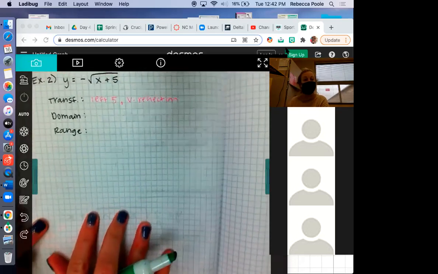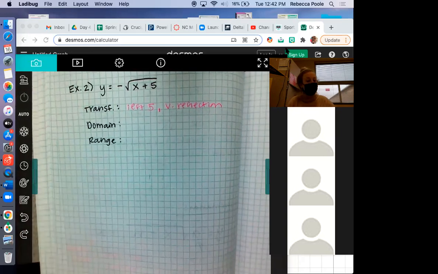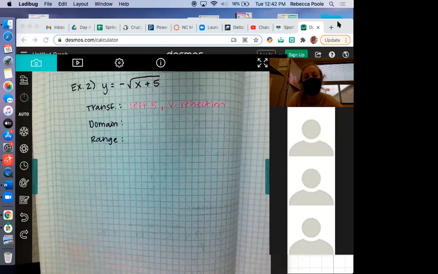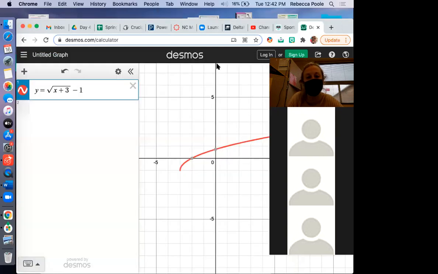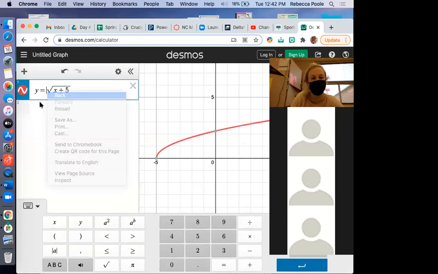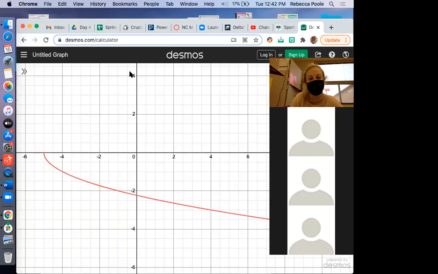So vertical reflection, I agree with. Left 5, I agree with. So now to find the domain and range, what should we go do? Graph it in Desmos. Very good. So let's go to Desmos. And we're going to type in negative square root of x plus 5. I'm going to put the negative out front. Ooh, and it sure did flip it. So I want y'all to look at this. Negative square root of x plus 5.